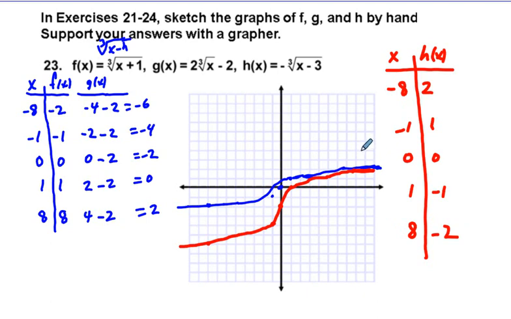So what that is going to look like is this. We go to negative 8, 2, negative 1, 1, 0, 0, 1, negative 1, and finally 8, negative 2. And once we do that, we're going to go like this.